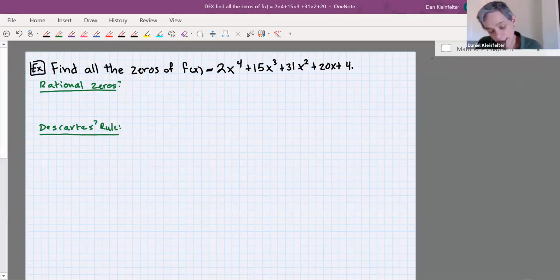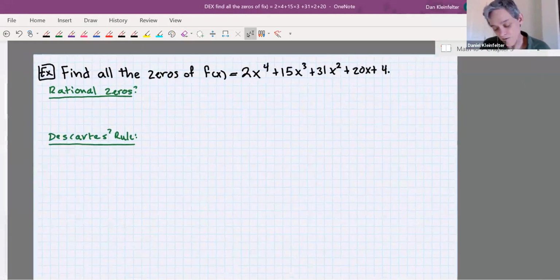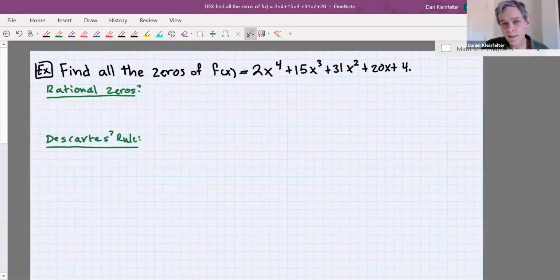All right, so in our next example here, we're going to actually try to find all the zeros. Our polynomial has degree 4, so we should end up with 4 zeros. That's a lot. And so we're going to start by examining what the possible rational zeros are. And then we'll see about using Descartes' rule of signs to narrow down our search a little bit.